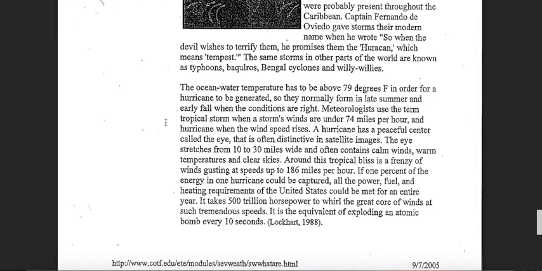If 1% of the energy in one hurricane could be captured, all the power, fuel, and heating requirements of the United States could be met for an entire year. It takes 500 trillion horsepower to whirl the great core of winds at such tremendous speeds. It is the equivalent of exploding an atomic bomb every 10 seconds.